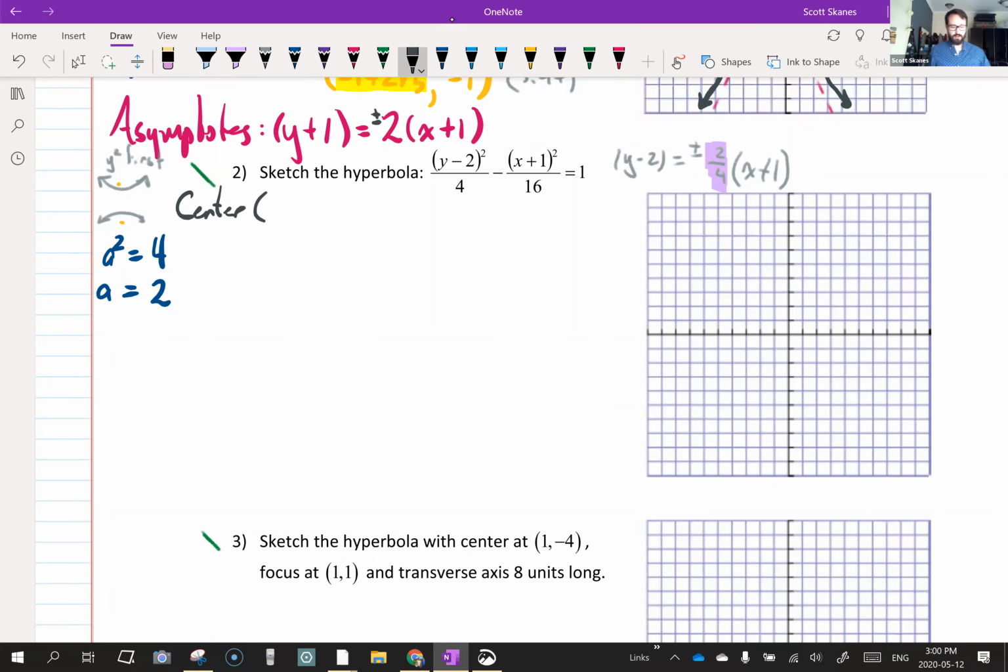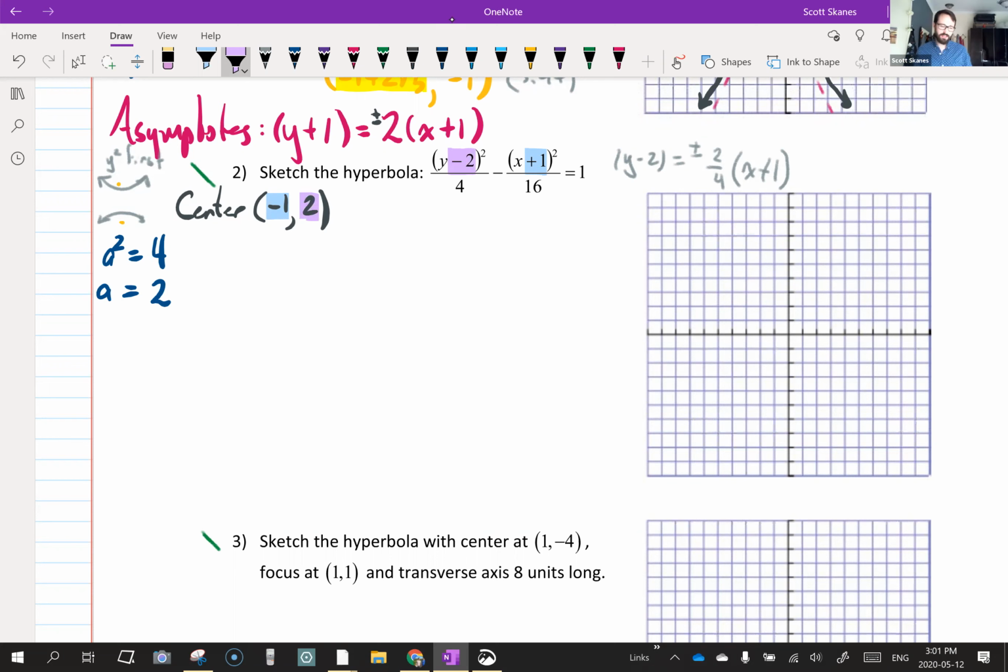Center is at, ooh, what is my center? What's my center here? Does someone know? I was about to make a mistake. 2 and negative 1. Are you sure? Aisha wins the prize. Mysterious prize that I seem to never be able to give. Yeah, Aisha got it. This is h. It relates to the x value. So that's a mistake that I personally make a lot. I'm surprised I didn't make it this time, honestly.